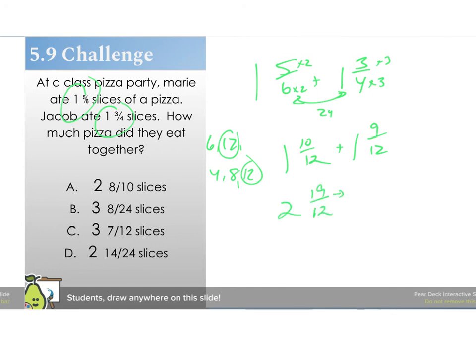Then if I simplify this, if I subtract 12, 3 7 12ths is going to be my answer. That would be 3 7 12ths.